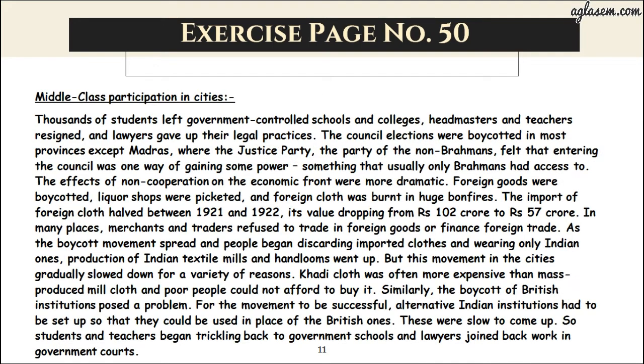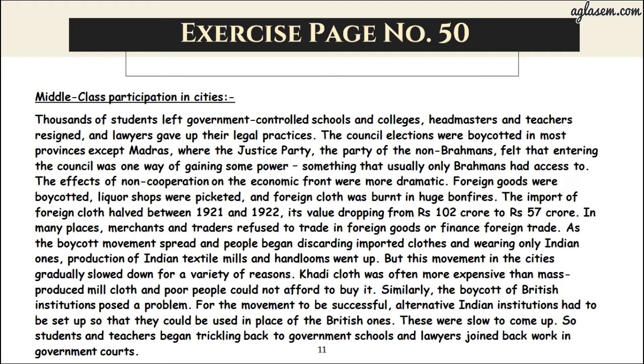So the first is middle class participation in cities. Thousands of students left government-controlled schools and colleges. Headmasters and teachers resigned, and lawyers gave up their legal practices. The council elections were boycotted in most provinces except Madras, where the Justice Party, the party of the non-Brahmins, felt that entering the council was one way of gaining some power, something that usually only the Brahmins had access to.